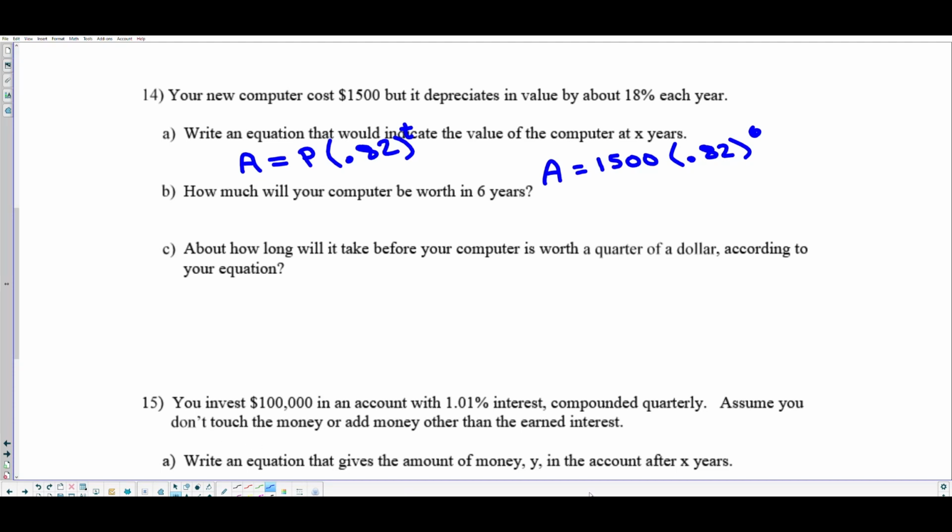Alright, so second part. Sorry, I had to make a second video. You just gotta type that into your calculator. So I would type in 1,500 parentheses 0.82 to the power of 6, right? And that comes out to be, you do it on your calculator, approximately 456.01.